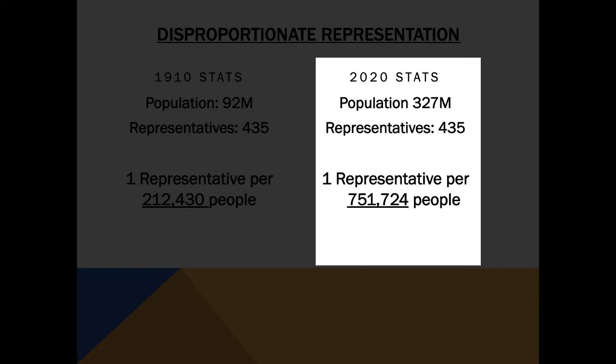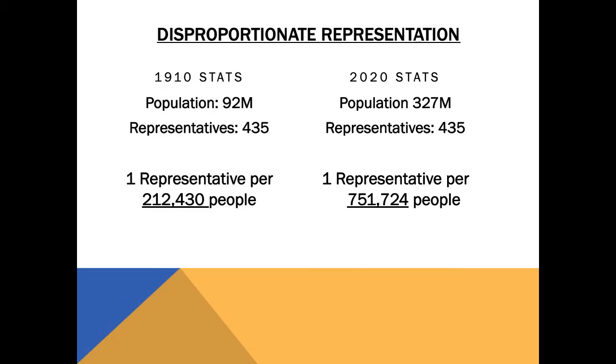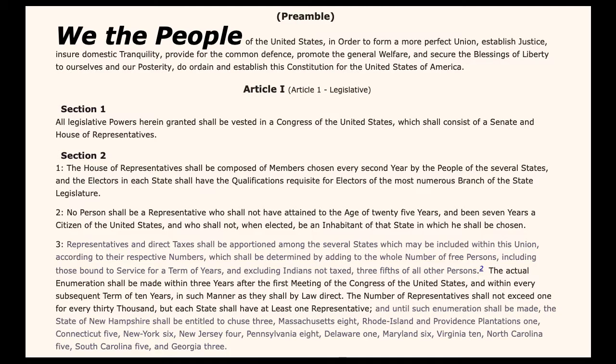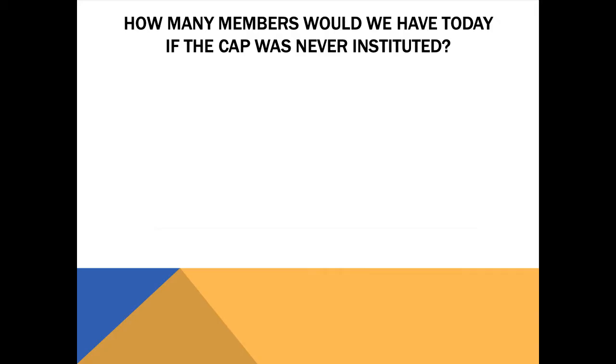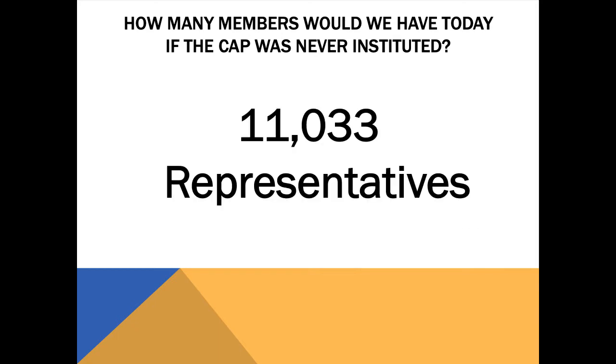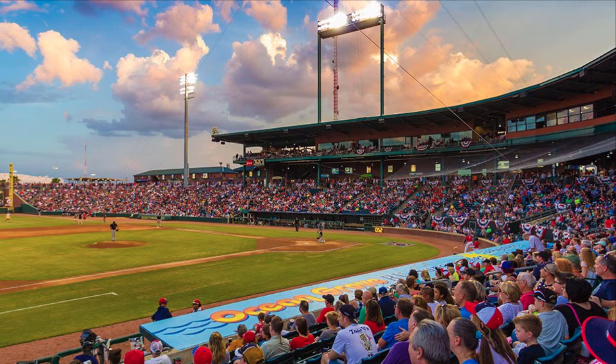Even so, some argue that the 1929 Permanent Apportionment Act is unconstitutional, considering that the framers specifically wrote in Article 1, Section 2 of the Constitution that congressional districts should never exceed 30,000 people. If the 1929 cap on membership was never instituted, today we would have about 11,000 members in the United States House of Representatives if we relied on the framers' metric of 30,000 people per district. And in case you're wondering what a body of 11,000 people looks like, that's equivalent to the seating capacity of the Jacksonville Jumbo Shrimp minor league baseball team.